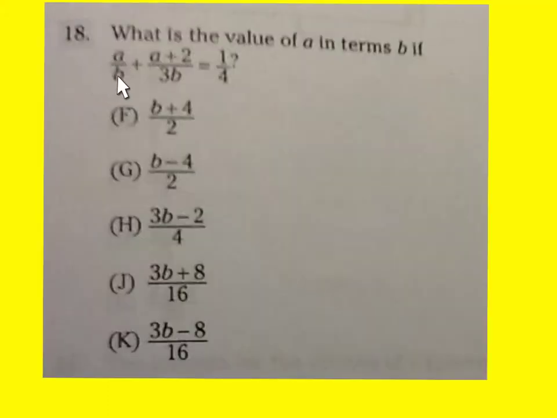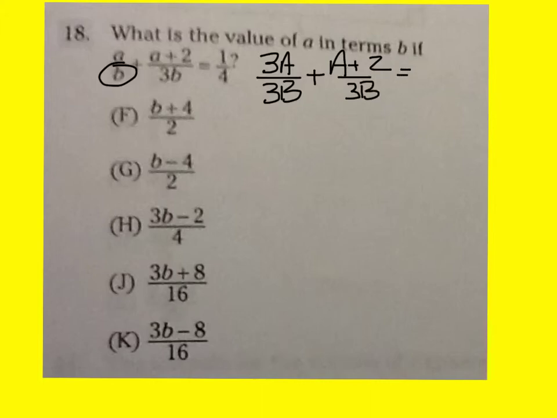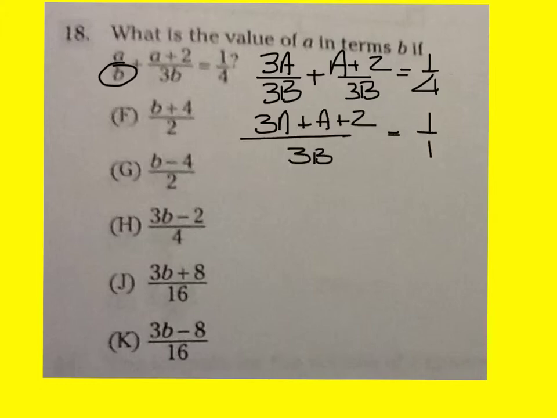Alright, so we need a common denominator on this one. So we have to multiply that by 3. So we multiply the top by 3, come up with 3A over 3B, and then over here A plus 2 over 3B, and then set that equal to 1 over 4. So you have 3A plus 2 on the top and 3B on the bottom, and that'll be 1 over 4. The top is 4A plus 2. You simplify. And now you can cross multiply.